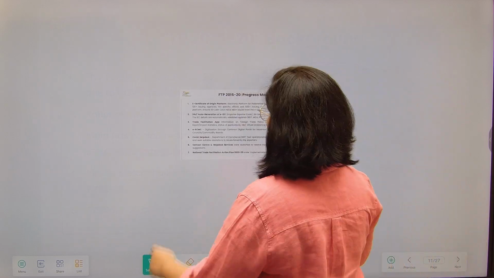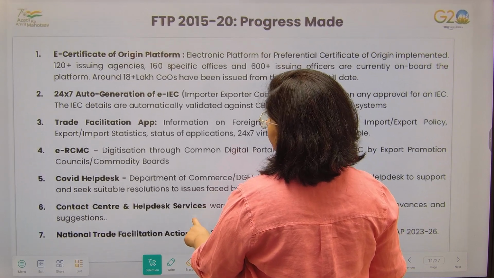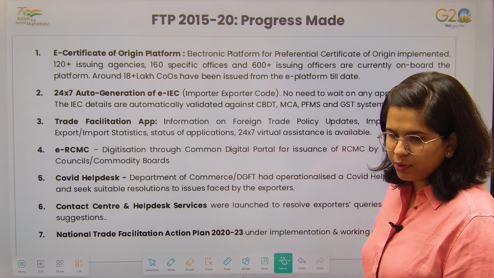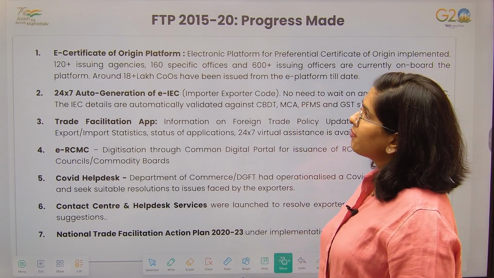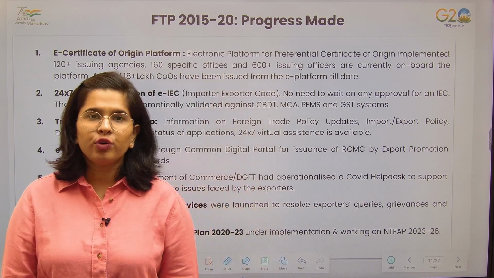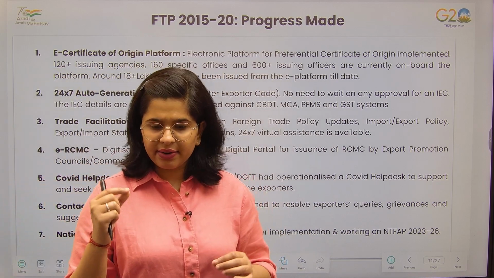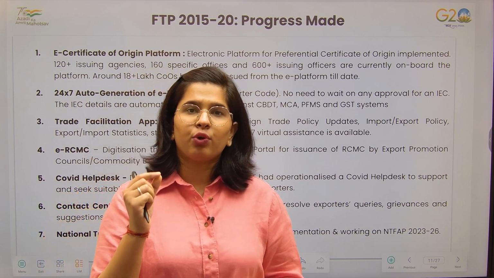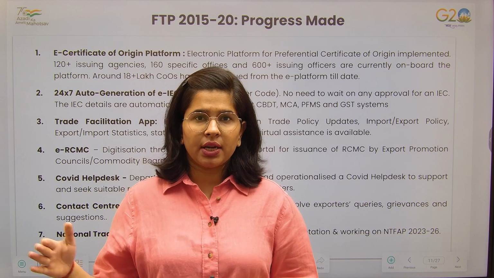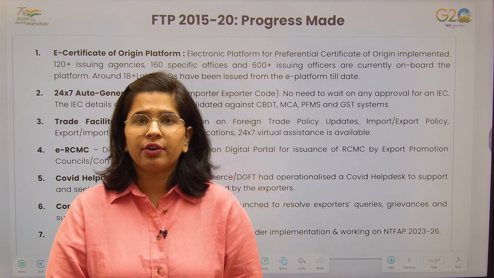and talk about what has been the progress that has been made. What were the changes that were brought in? So first of all, the e-certificate of origin platform. See, this is very important. You must have heard that on every product it is written where this product has originated, whether this is made in India, made in China, made in Albania or any other country. You have to provide the country of origin.